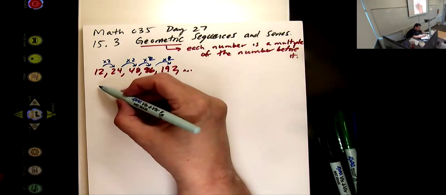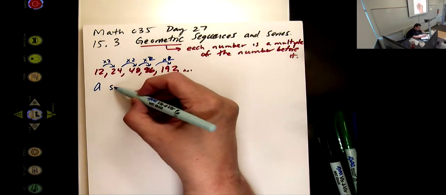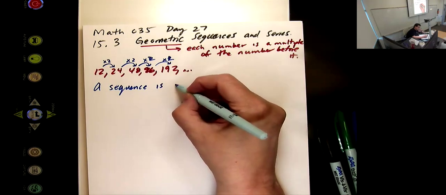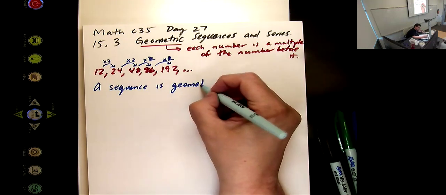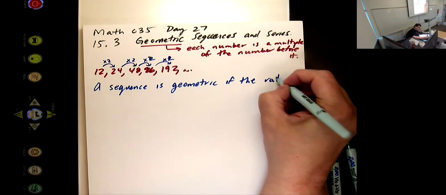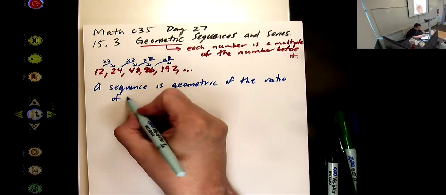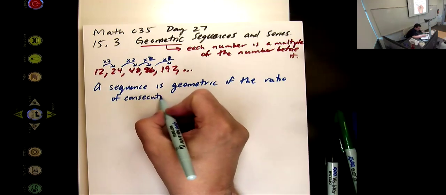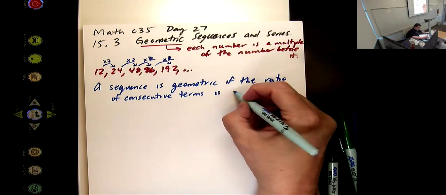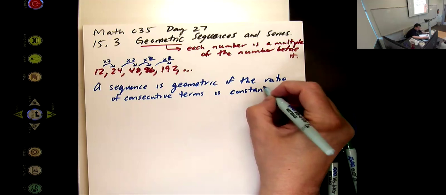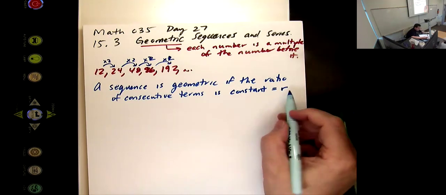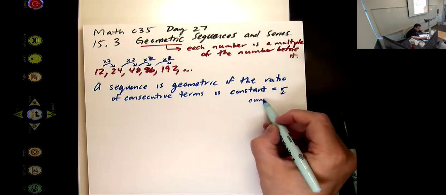So the way they define the sequence as geometric, they say a sequence is geometric if the ratio of consecutive terms is constant. And they're going to give that constant the value R. And this stands for common ratio.